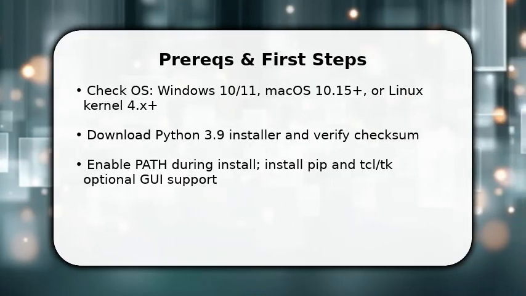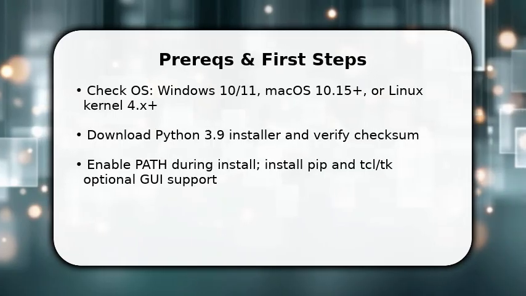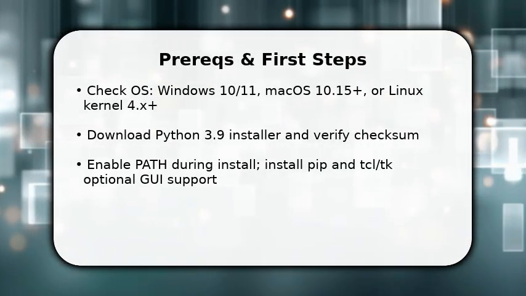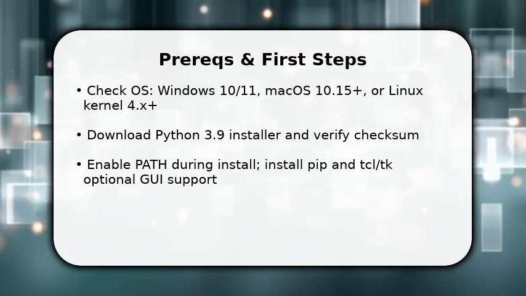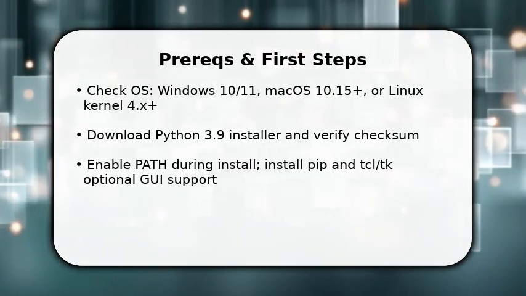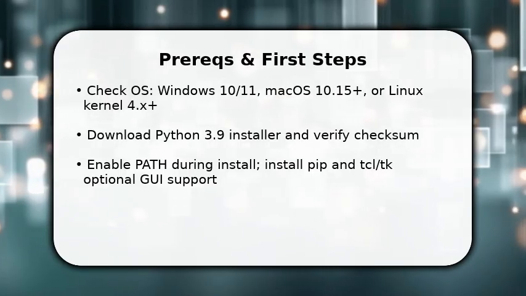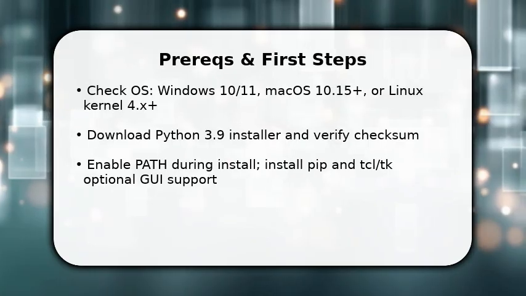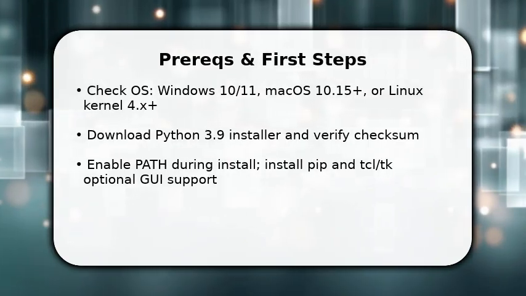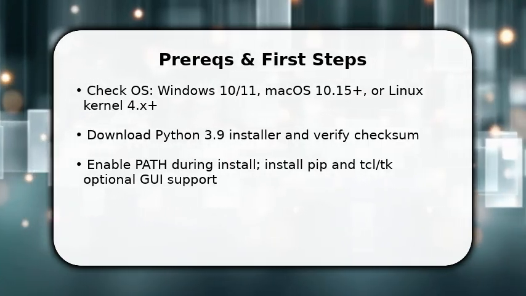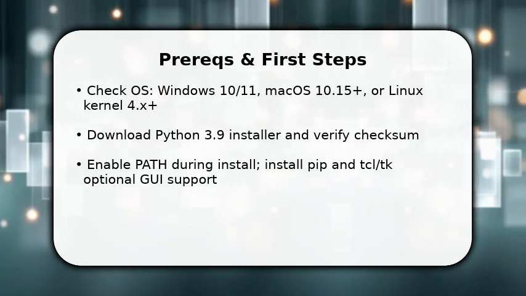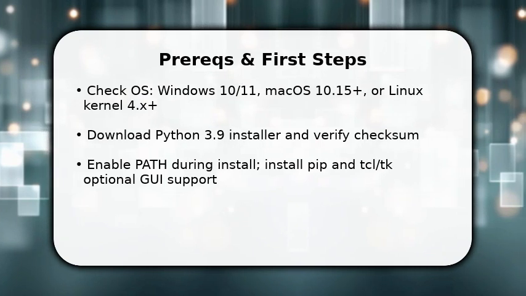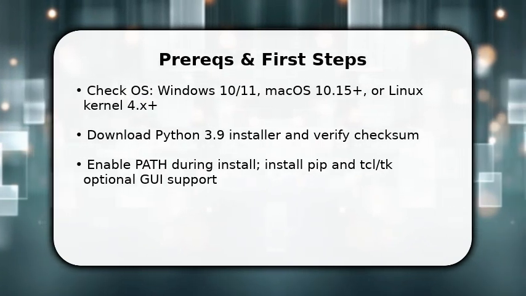You start by confirming prerequisites and grabbing Python 3.9. You check OS compatibility and download the installer. Make sure the checksum matches to avoid corrupted files. During installation, enable Add Python to Path and include pip. This lets you run Python and pip from the terminal. Once done, open a terminal and run python --version and pip --version to verify they respond. If both work, you're ready to create your first virtual environment and avoid system package conflicts.